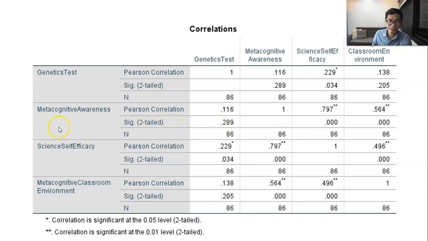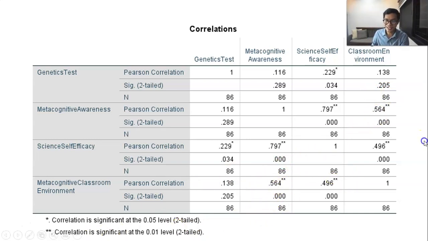Then for metacognitive awareness and science self-efficacy, it's less than 0.05, so there is a significant relationship. And also with the metacognitive environment. Science self-efficacy as compared to genetics tests, you also have a significant relationship, even with metacognitive awareness. And then metacognitive classroom environment: if you can see, it's like a flipped version of the other side, so it's already repetitive for me to explain.